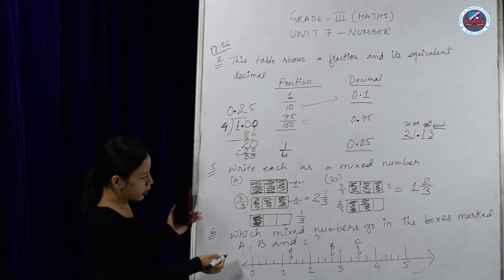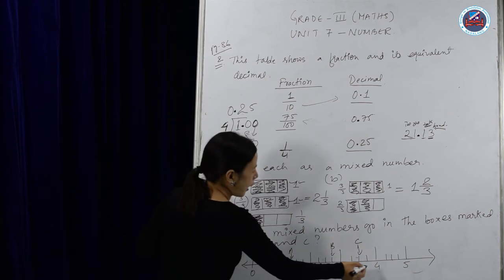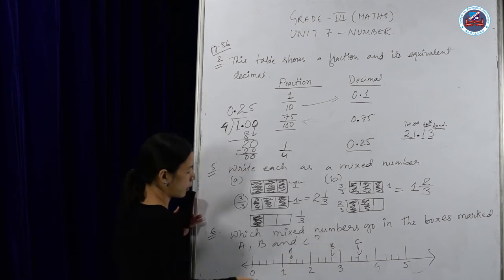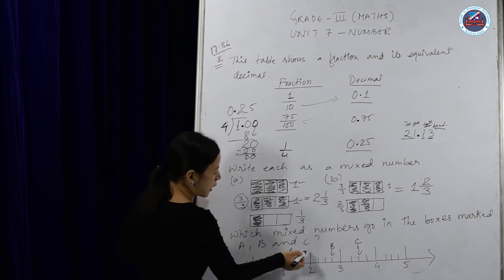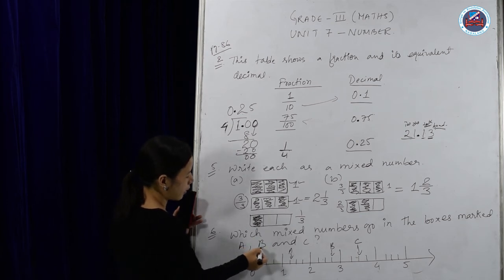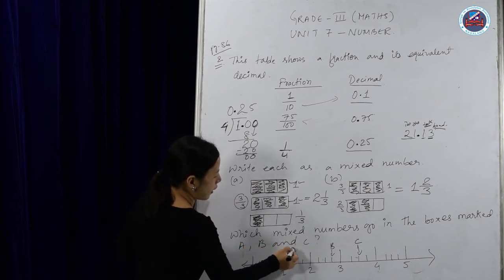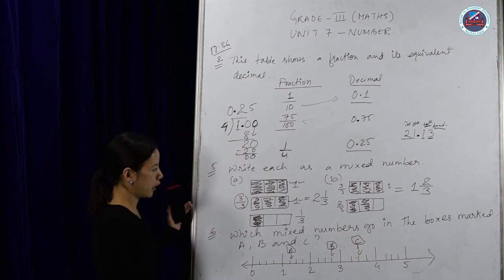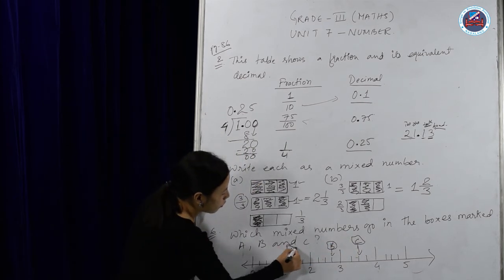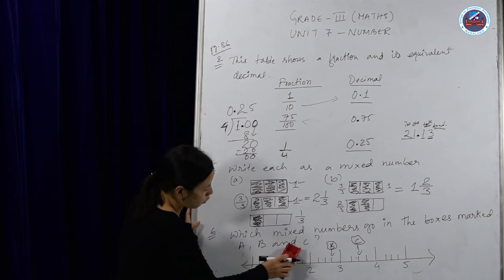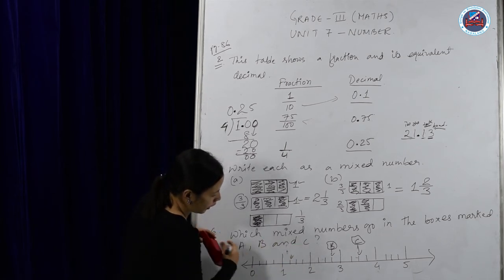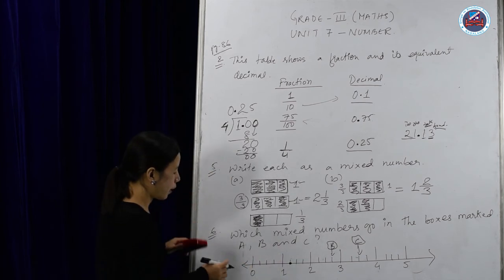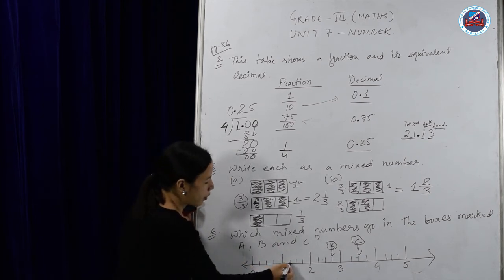Okay? Now let's go to this number line. Using this number line, we are going to find out which mixed numbers will fall in the boxes marked A, B, and C. So which number will fall here? What mixed numbers will fall here? How to find out? Here for this A, they have a point here. Let's make it here since the space is less. So what mixed numbers will come here on this scale?